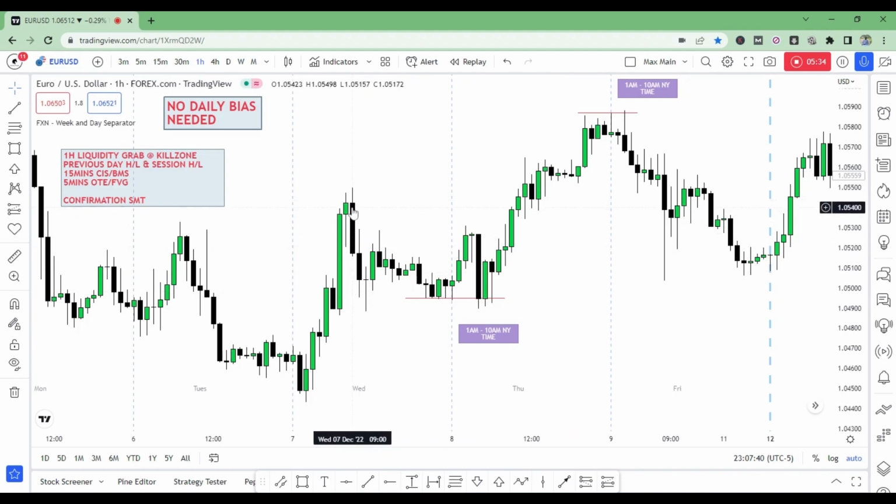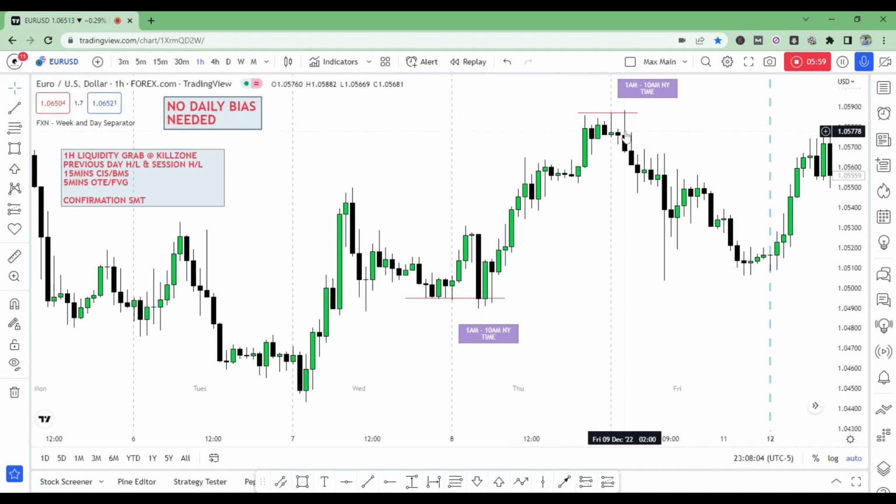Liquidity in the sense of previous day highs and lows. If you look at this example, we had this Thursday, which is 8th December 2022. Thursday created a high over here. This is at 2000, which is the Asian session. Once it created this high, we saw this high being taken out just on the open of Friday.